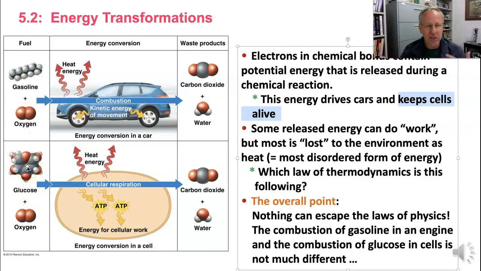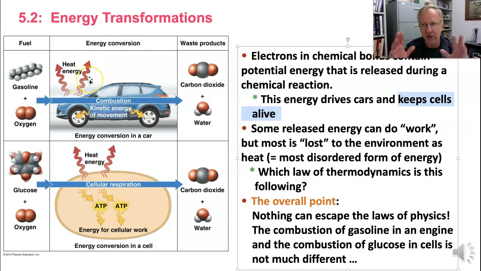Either one of these is fuel. It's a chemical that contains energy that can do something. So when that gasoline is combined with oxygen and there's a chemical reaction and it combusts, energy is released from the gasoline molecule. And some of that energy can be used to drive the car. Okay, it's being converted from one form to another, from chemical energy in the gasoline to kinetic energy of the wheels turning. But again, because of the second law of thermodynamics, some of the energy is lost as heat.